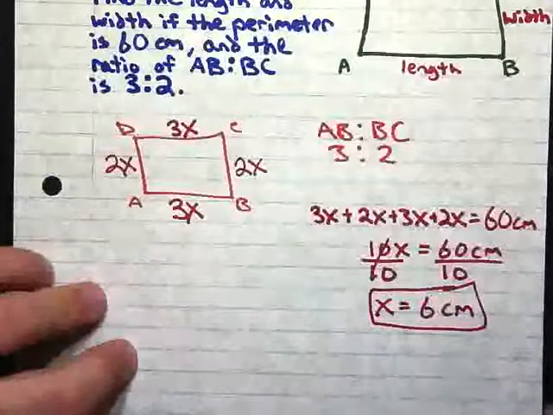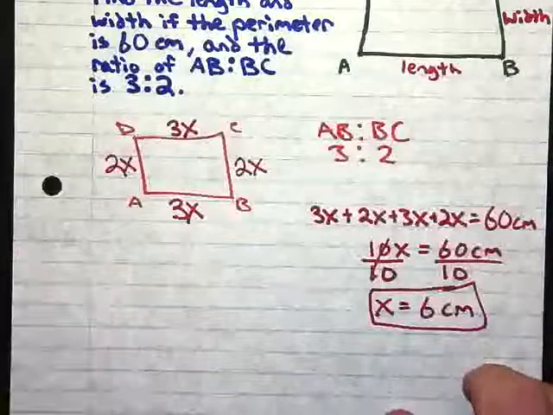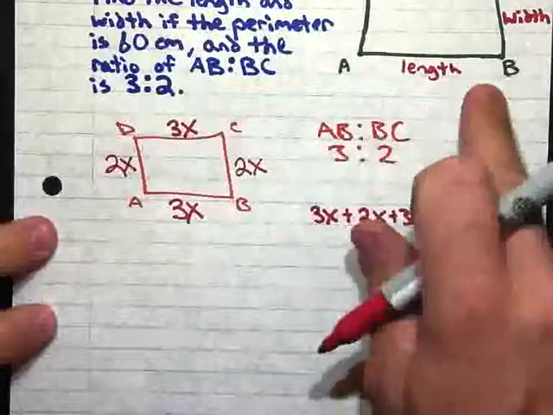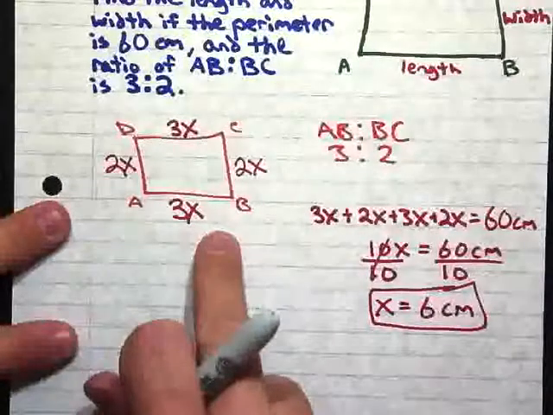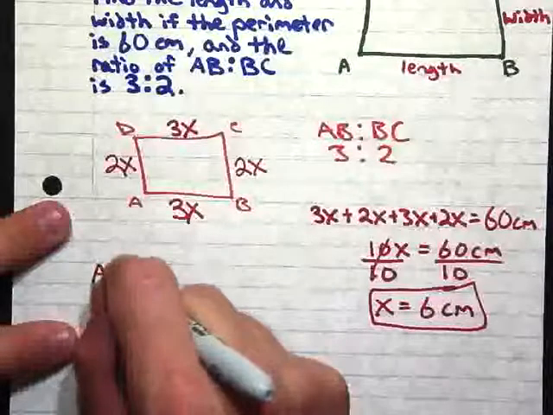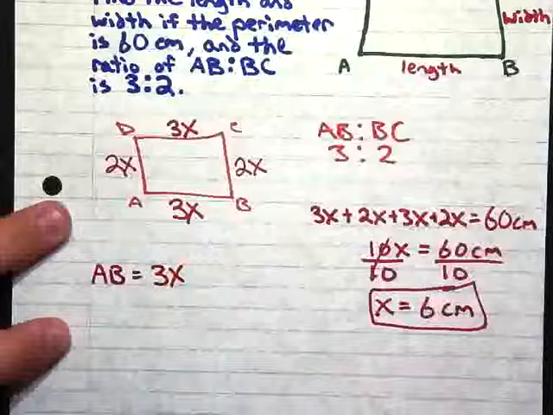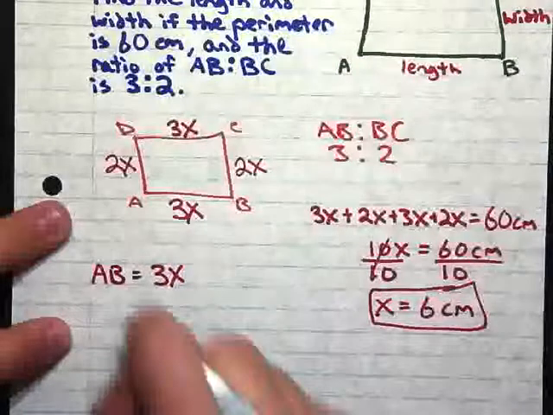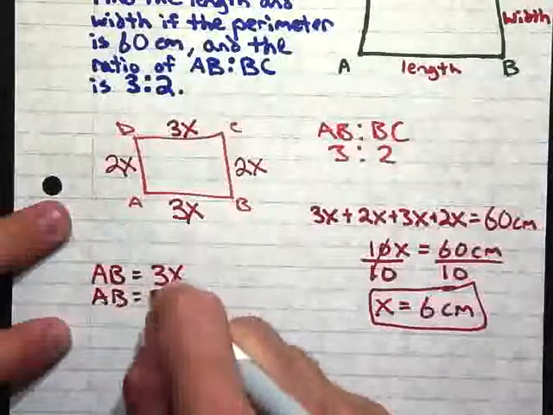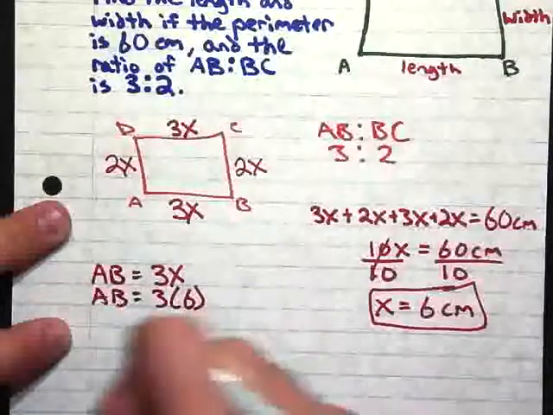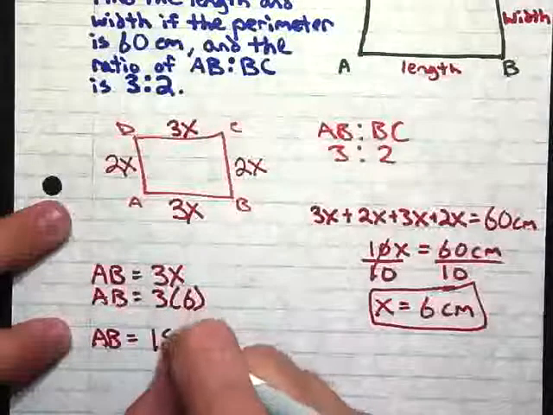And right now we're not done. We just solved for x. So now, in order to find our length, which is AB, we're going to substitute that into our formula. If AB equals 3x, and I know x is 6, I'm going to substitute 6 in for x, so AB equals 3 times 6. So I know AB equals 18.